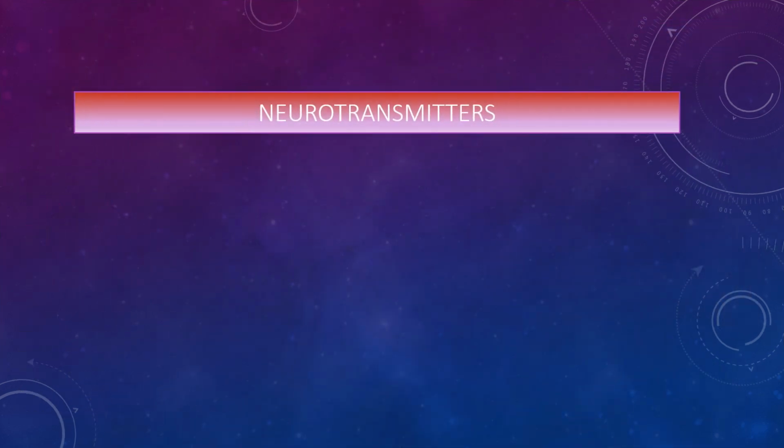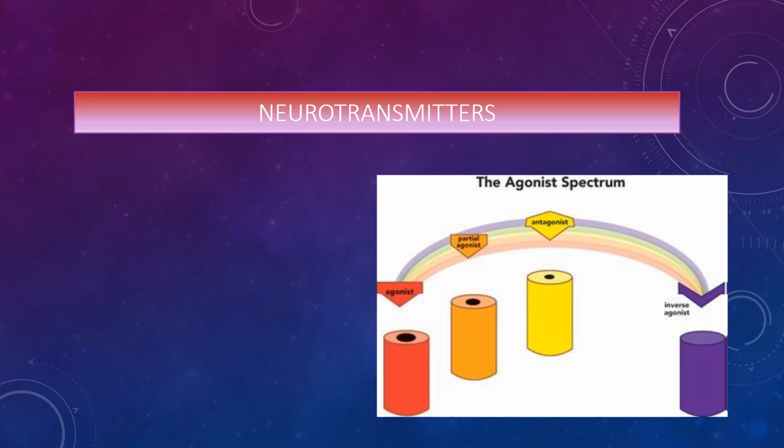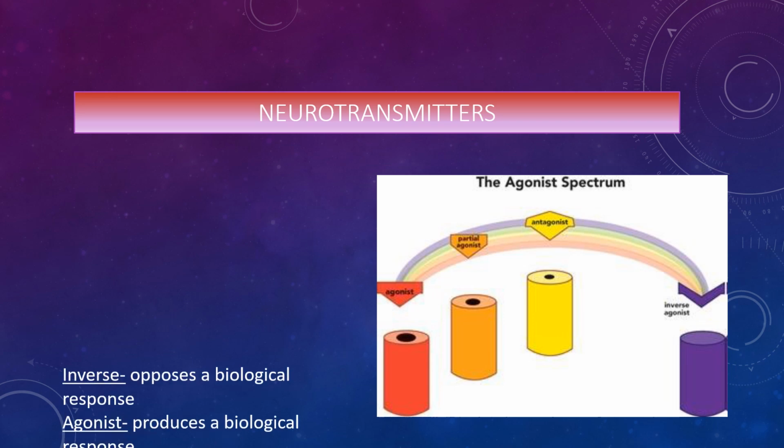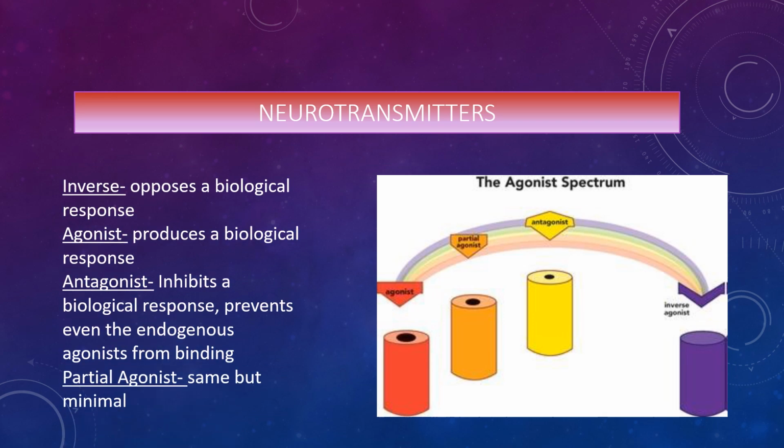This is the section on neurotransmitters. We're talking the agonist spectrum: agonist, partial agonist, antagonist, and inverse agonist. Inverse agonist opposes a biological response. Agonist produces a biological response. Antagonist inhibits a biological response. It prevents even the endogenous agonist from binding. Partial agonist, same, but minimal.